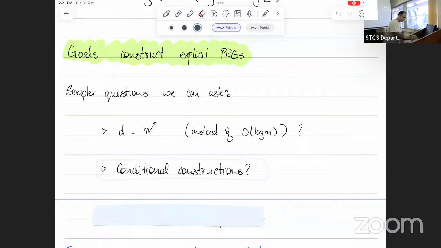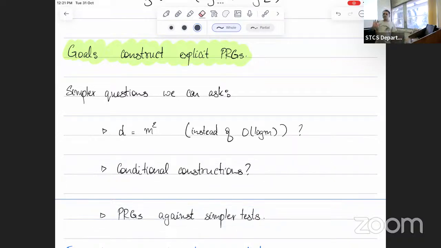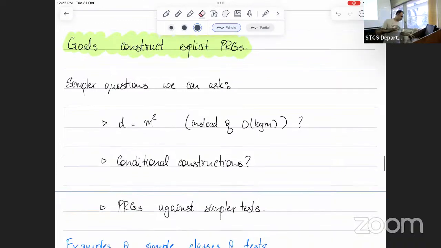And the third thing you could ask for is the following. Let's start with simpler tests. Eventually, we would like to go to Boolean circuits that are computable by size n squared or something. But maybe you start off with really, really simple tests and slowly build your way up to more and more complicated tests. This also gives us some sense of what these generators will look like. So let's look at a few of them.